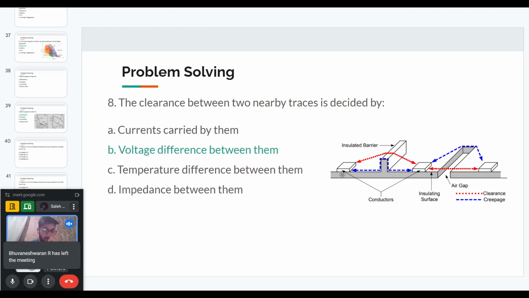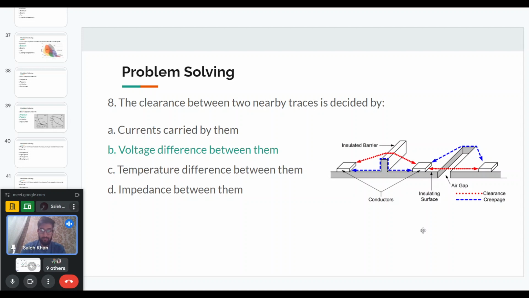and that distance is decided by the voltage difference. If it's a higher voltage difference, then you may require a larger distance between these two traces. And similarly, if the distance is less, then the voltage difference that they can survive will also be less. So the clearance is decided by the voltage difference.